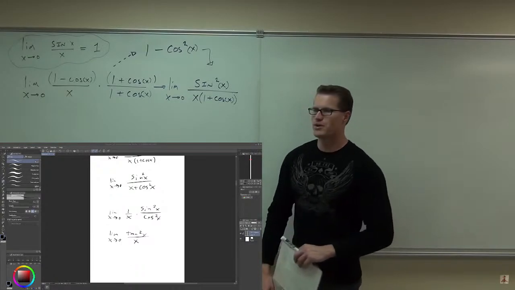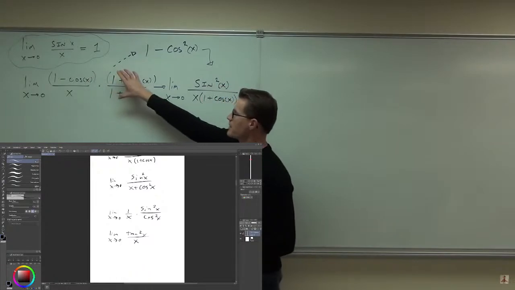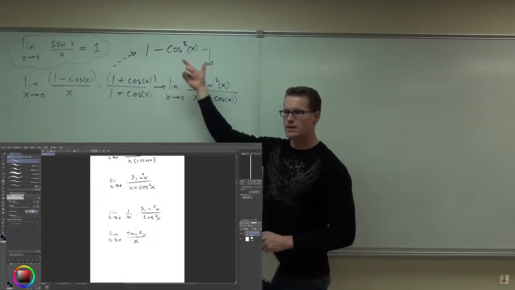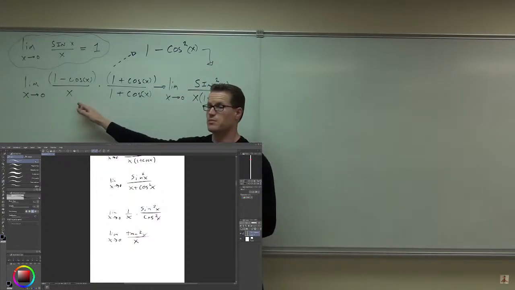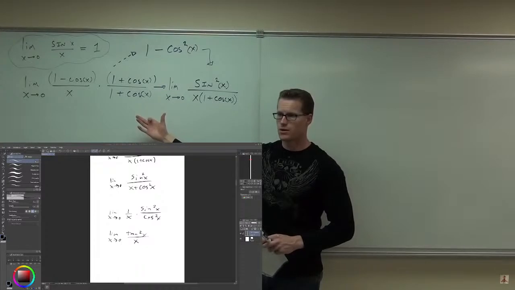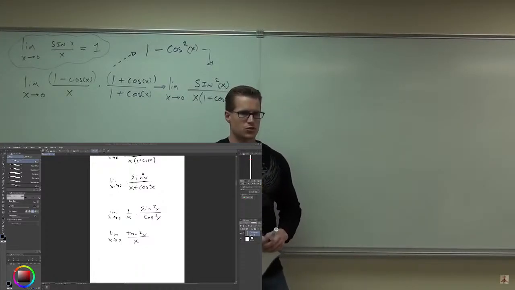Now, we're going to do a little bit of algebraic manipulation. I have gone from this, I've multiplied by the conjugate. I've used the Pythagorean identity in a unique way to get sine squared x. I haven't done much with this at all. I just have x times 1 plus cosine x. You follow so far? Now, because this is a limit, I can split up limits by multiplication, true?